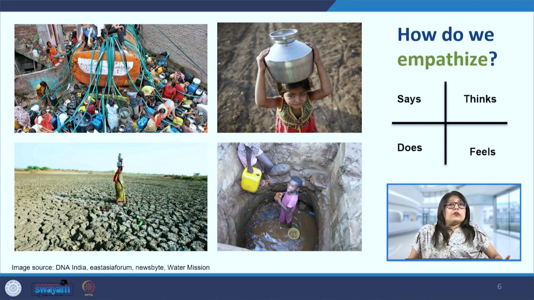Even in this image we can see around the water tank that there is a huge crowd gathered, and probably they have all brought their own pipes, the green pipes, to fetch water, because they may be worried that the water will run out and they will not be able to fill their pots, and then how will they go about their day. So this is the observation that we are making.